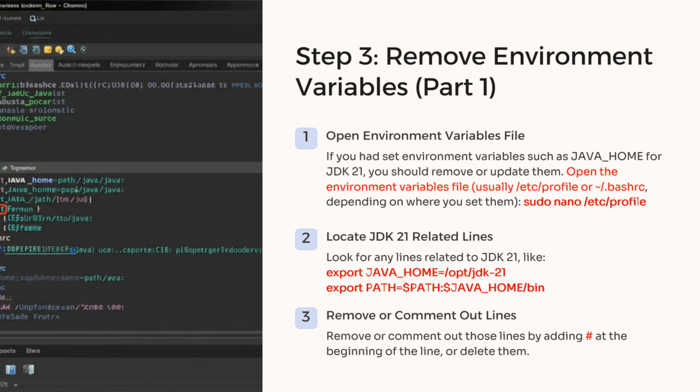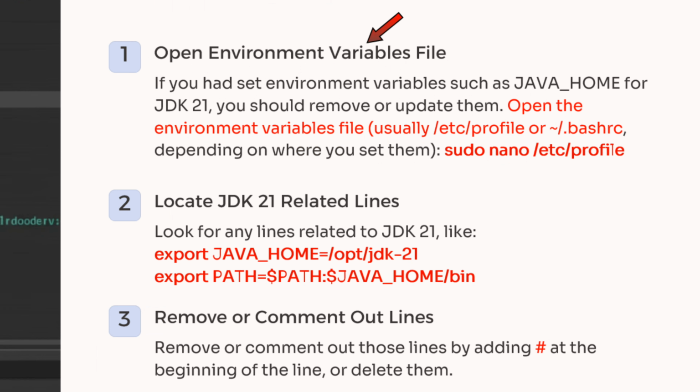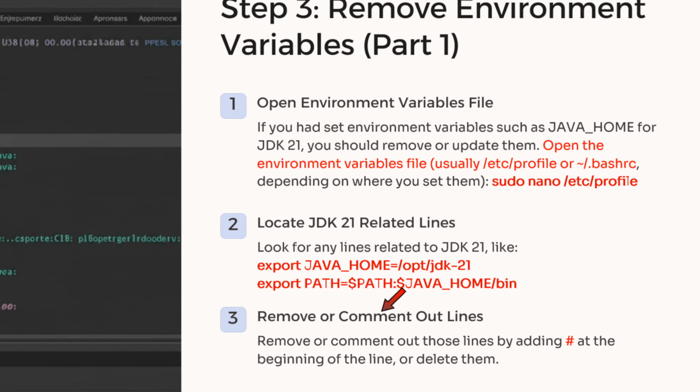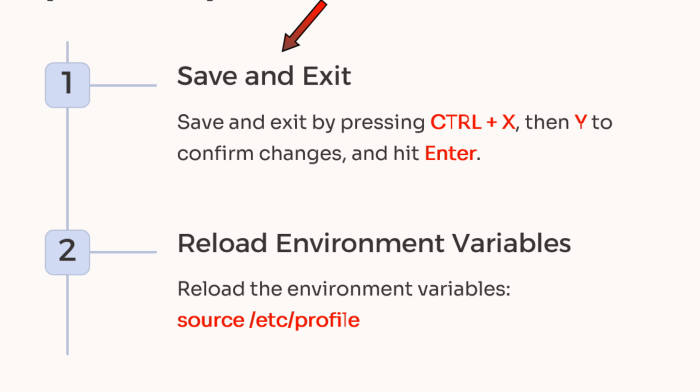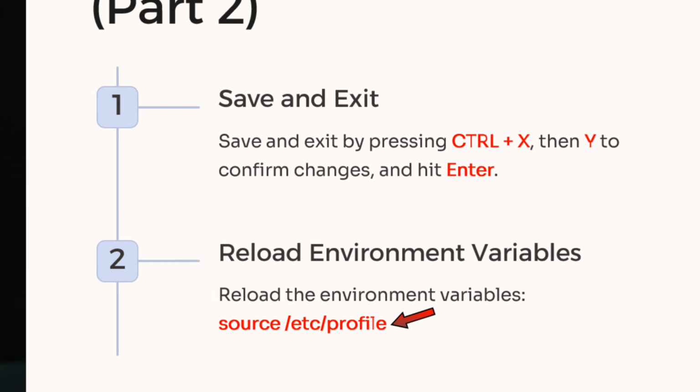Step 3 is remove environment variables. For that, open the environment variables file, which is usually profile or bashrc. Depending on where you set them, open that particular file, then locate JDK 21 related lines, which will be like this. You have to remove them or comment out those lines. Then save and exit by pressing Ctrl plus X, then Y to confirm the changes and hit enter. Then reload the environment variables using this command.